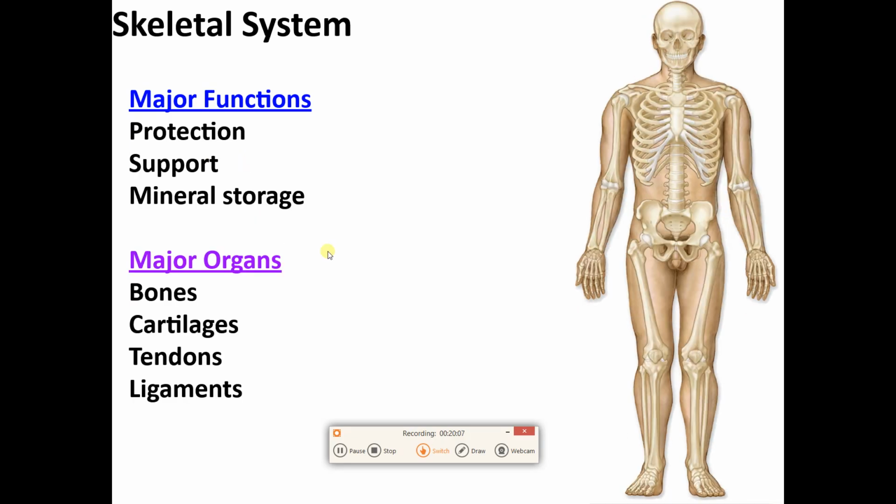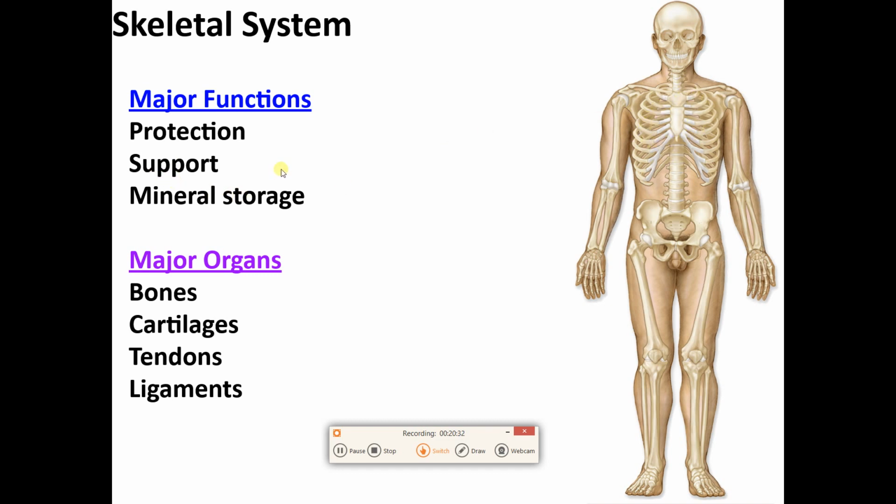Okay, skeletal system. We've got our bones, as well as our cartilages and the tendons and ligaments attaching the bones to things. And big functions of my skeletal system are protection. My brain is in my skull. My spinal cord is in my vertebral column. My heart and my lungs are protected by my thoracic cage. So a lot of protection.